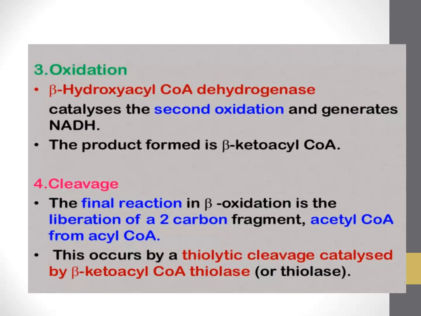The final reaction in beta oxidation is the liberation of 2 carbon atoms from the fatty acid, maybe a 16 carbon and 12 carbon. In the first cycle of beta oxidation, only 2 carbon atoms get released as acetyl-CoA, and the remainder forms acyl-CoA. This occurs by a thiolytic cleavage catalyzed by beta keto-acyl-CoA thiolase.